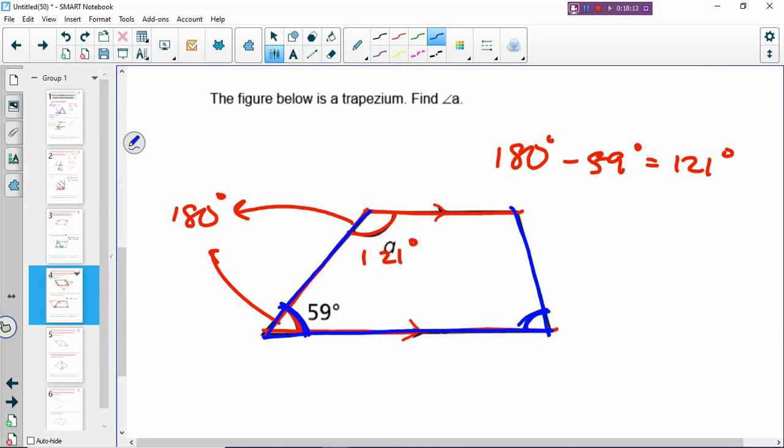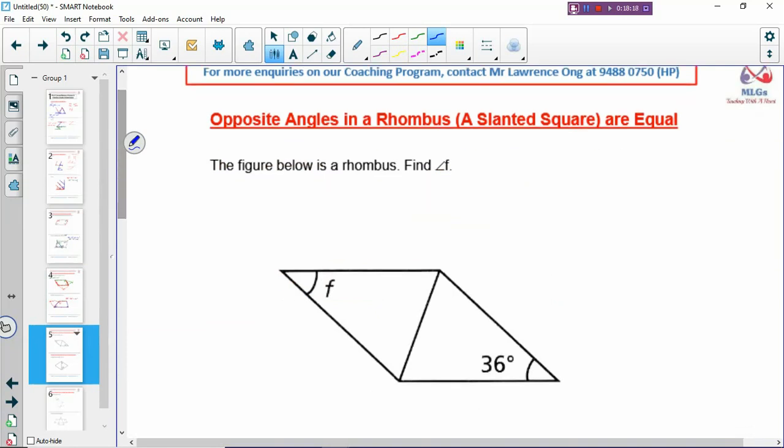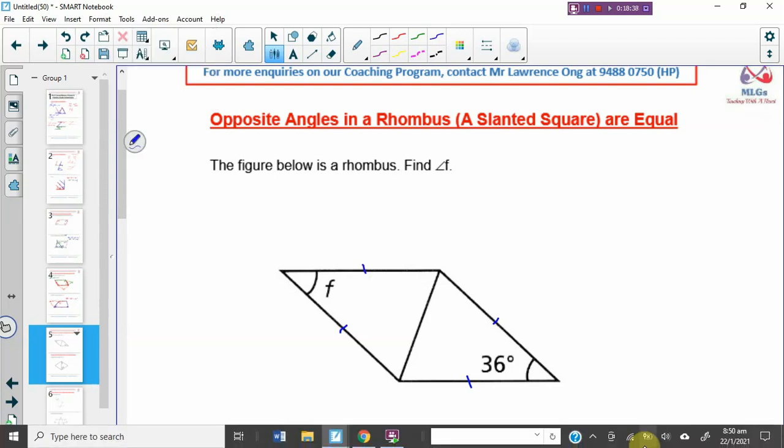Alright, so let's go to the next one, rhombus. So what do we know about rhombus? Now, a rhombus is like a square, but it's a slanted square. A rhombus is very special because it's like a square, which means that all the sides are equal. So I would like to do this so that you can see something else. You can see that the rhombus is actually made of two isosceles triangles. Do you see two isosceles triangles inside?